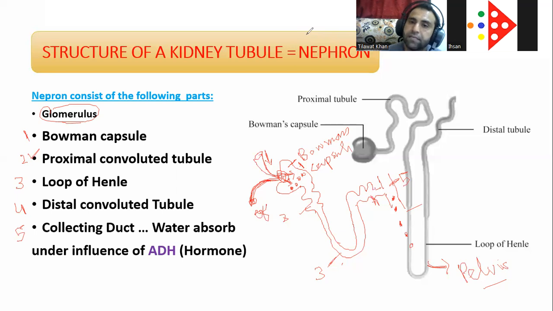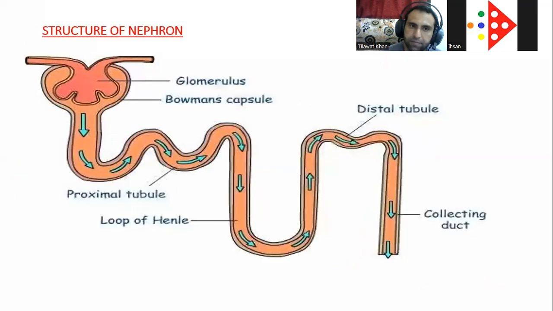So let's see. These are the general parts of the nephron. Let's see how these things are happening. Could you please tell me which one is afferent arteriole and which one is efferent? Afferent is the one that is taking blood to the Bowman capsule. It starts with A. So afferent arteriole is this one, and efferent is this one, the one that is going out. I know because its size is large.